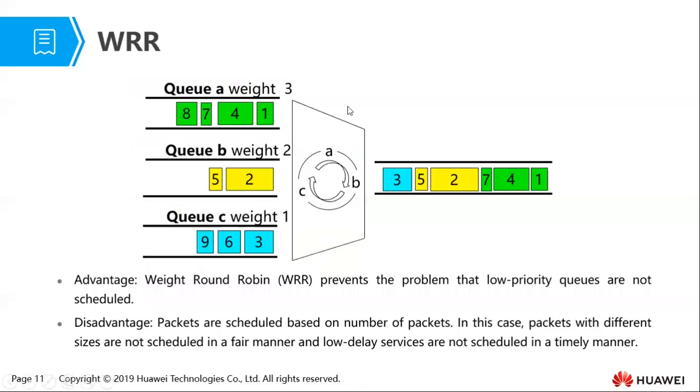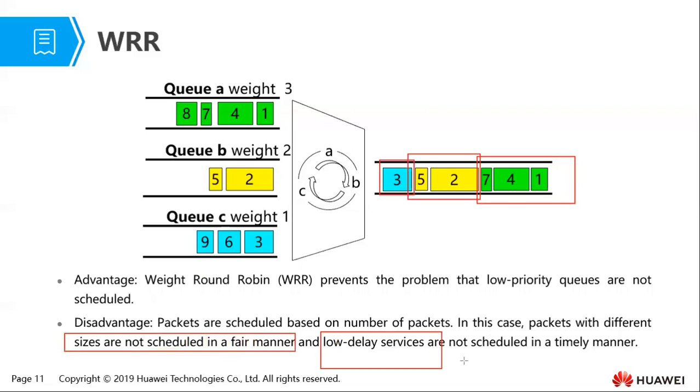So we didn't have an animation for this. Okay, so you see, at least at the end of it all, we will have some packets from all the queues being forwarded. So we can't have low priority queues at the bottom not being forwarded. Disadvantage: packets are scheduled based on a number of packets. So in this case, packets with different sizes are not scheduled in a fair manner, and low delay services are not scheduled in a timely manner.